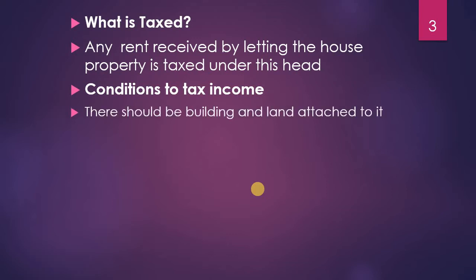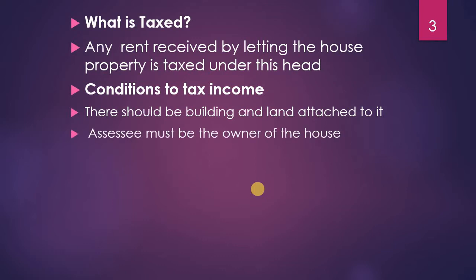What are the three conditions that need to be fulfilled in order to tax income under this head? The first condition is there should be a building and land attached to it. First of all, there should be a building. Without a building or any structure, we cannot let it out. And there should be land attached to it, because without land you cannot construct a building. You cannot construct a building in the air, or under the deep sea. Though it is possible, normally it is impossible. So there should be a building and land attached to it.